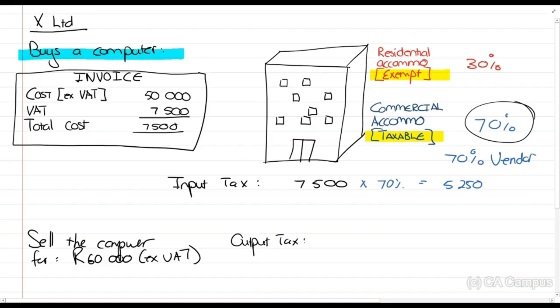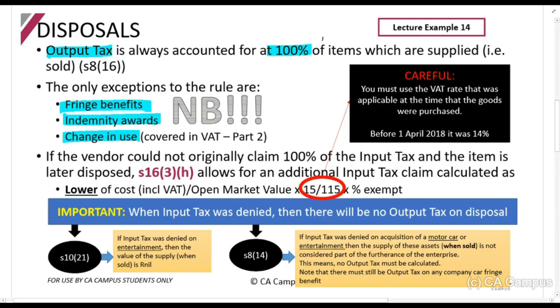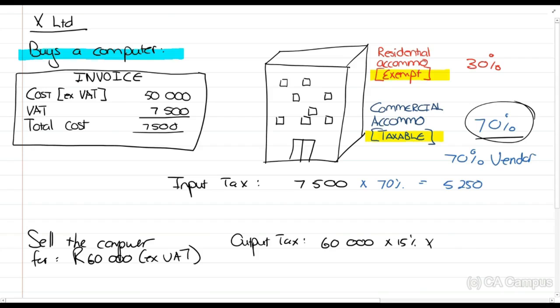My output tax will then be 60,000 times 15%. And do I multiply it by 70%? No, because output tax is always at 100%. So 100%. Okay, so what I want you to see is, I am charging output tax at 100%. So that's money I'm going to pay to SARS. But I could only claim 70% when I purchased it. Now that seems a little bit unfair, doesn't it?